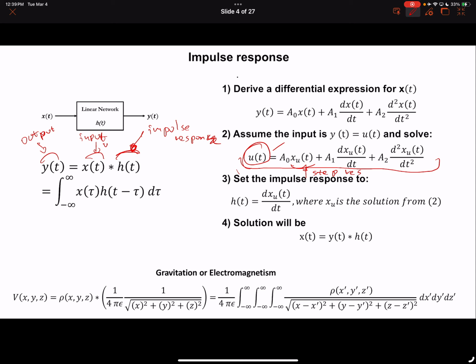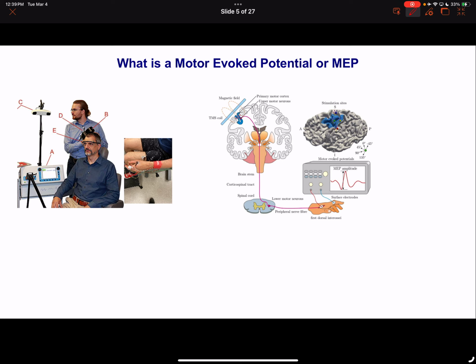Yeah, you take the derivative of the step response to get the impulse response. Once you have the impulse response, you just need to convolve it with the input in order to get the output. Questions about this? No questions? All right.